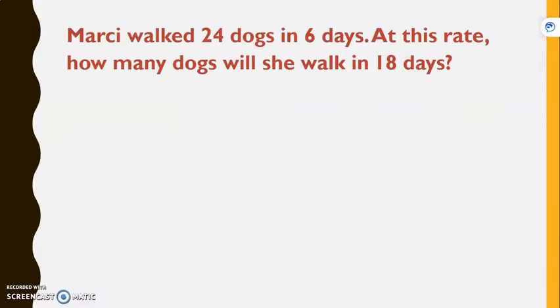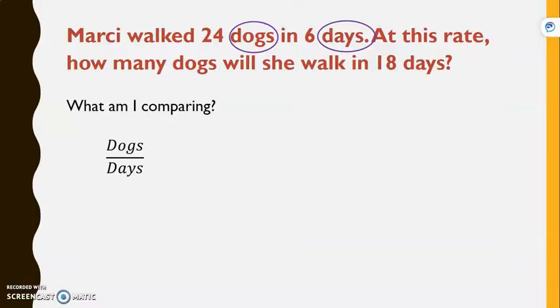Now let's go ahead and see what this would look like in a word problem. Marcy walked 24 dogs in 6 days. At this rate, how many dogs will she walk in 18 days? Well, let's first figure out what I am comparing. Dogs to days. So I'm going to write that as my first fraction, dogs over days. Now, when I use this, I'm going to keep dogs in the numerator, days in the denominator. I have to be consistent. So it says 24 dogs in 6 days.